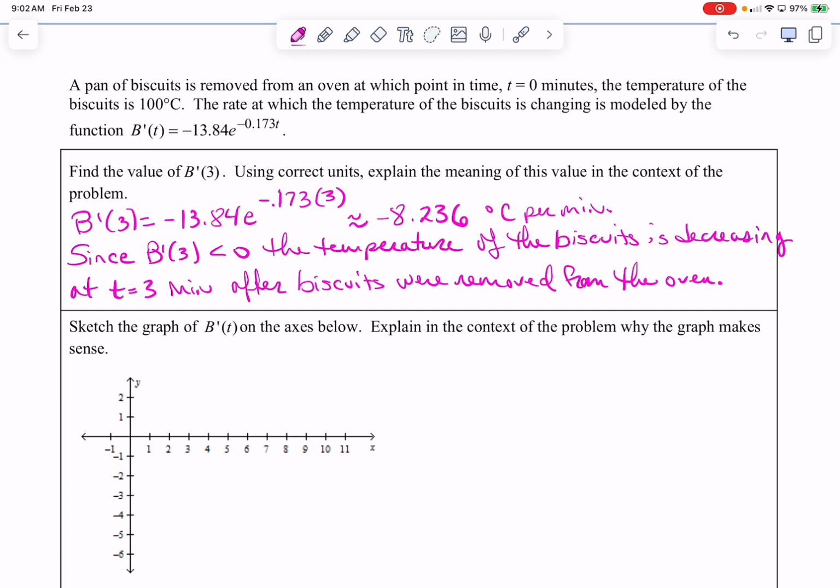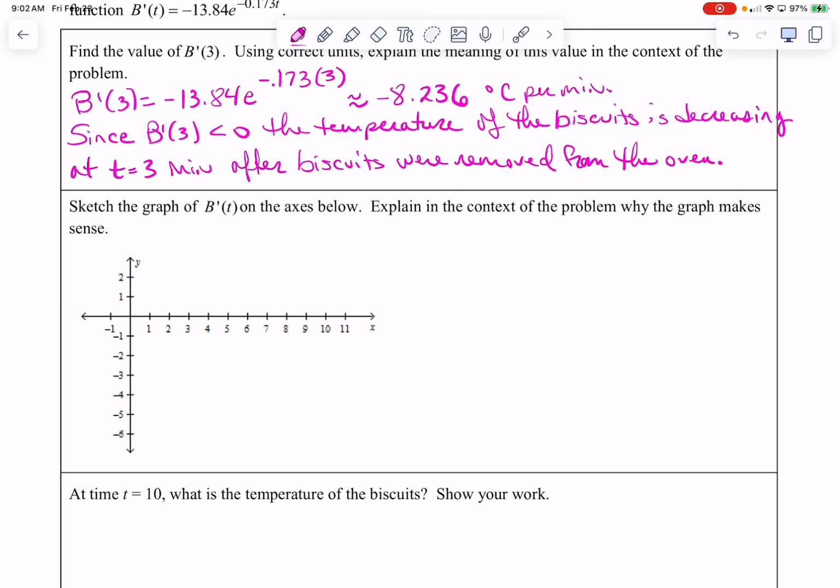We want to sketch the graph of b prime of t on the axes below. Explain in the context of the problem why the graph makes sense. Are we supposed to use a calculator? Good. I was like, are we supposed to just know how to graph that? Yeah, anytime you see decimals in your function, that's a calculator.